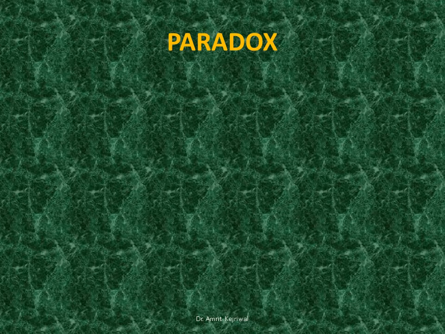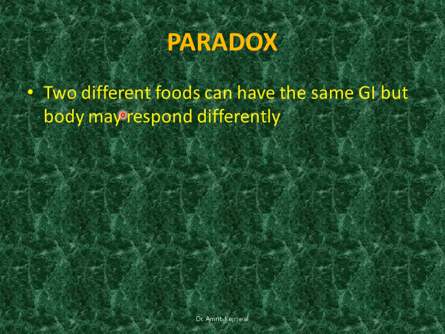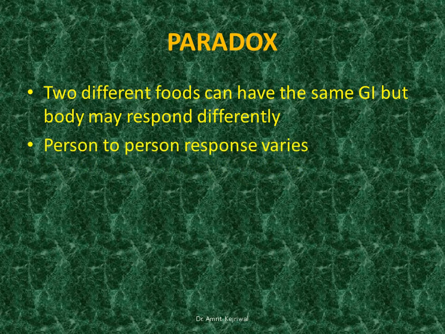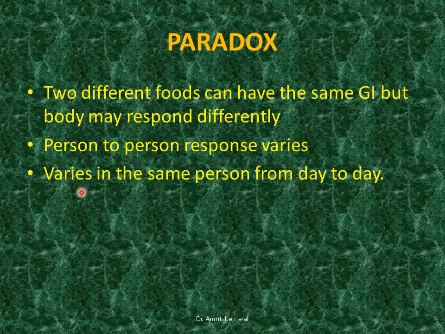There are some paradoxes associated. Two different foods can have the same glycemic index, but the body may respond differently. There is a difference in response from person to person, and the glycemic index may vary in the same person from day to day.